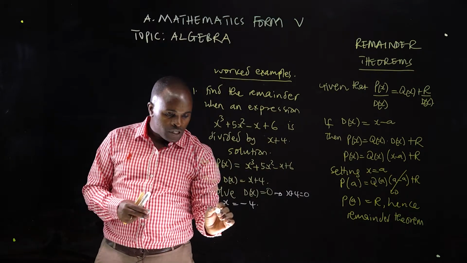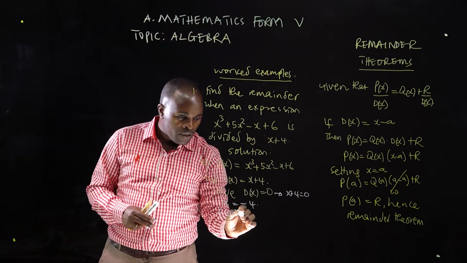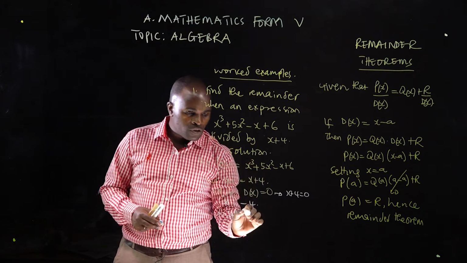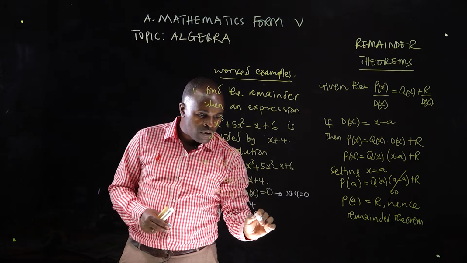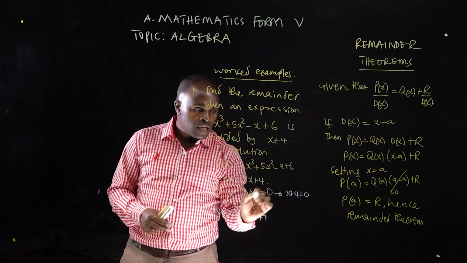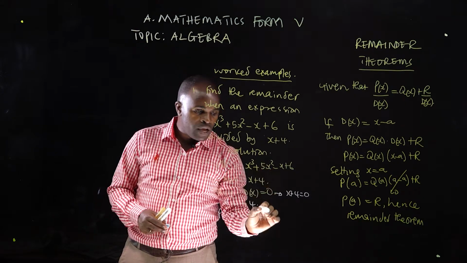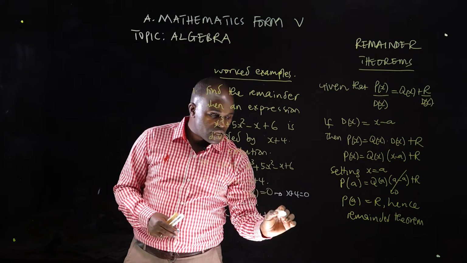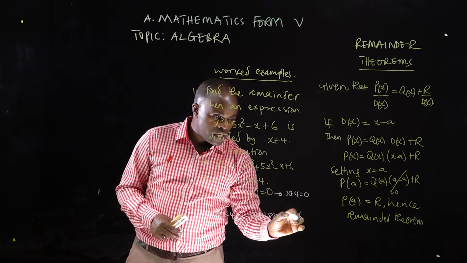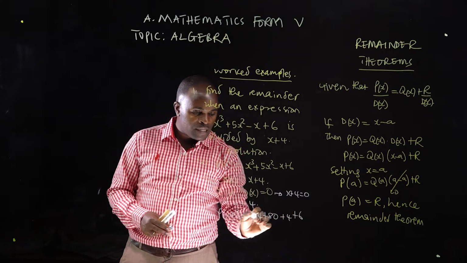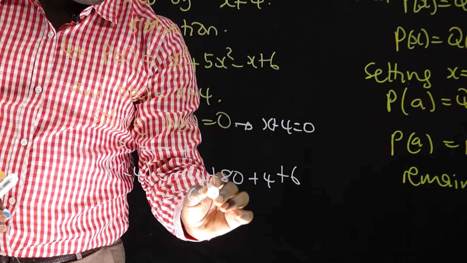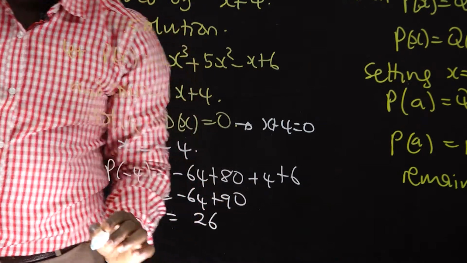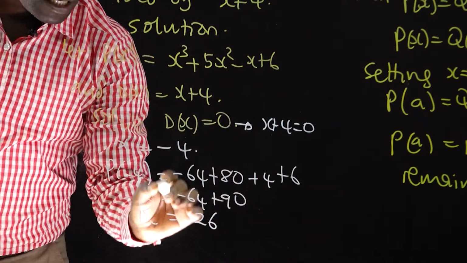Therefore, to find the remainder, P of negative 4 equals, just plugging in negative 4, negative 4 cubed gives negative 64, plus 5 times 16, which is 80, plus 4, plus 16. Summing these gives 90. So it's negative 64 plus 90, which gives 26. This is the remainder directly.